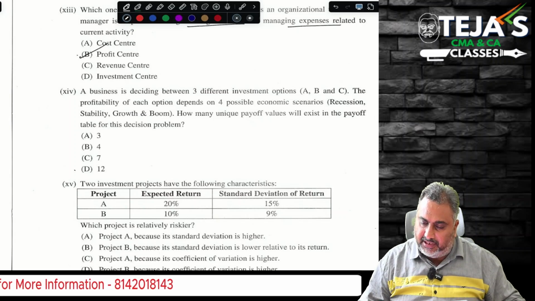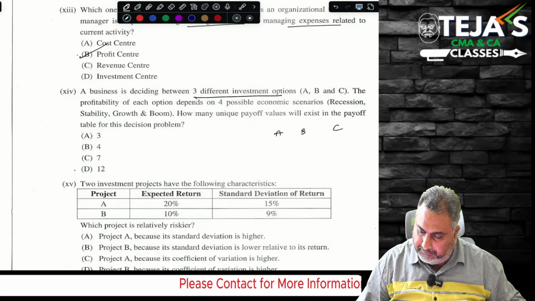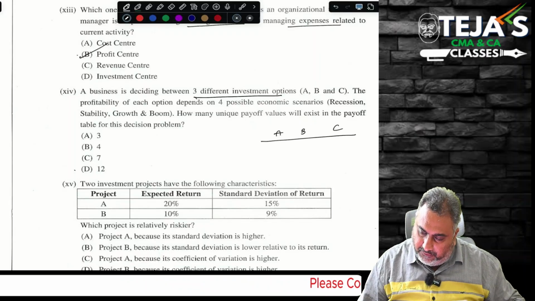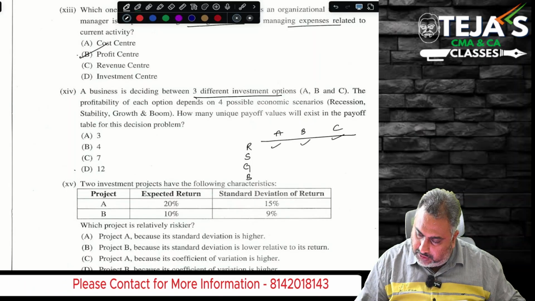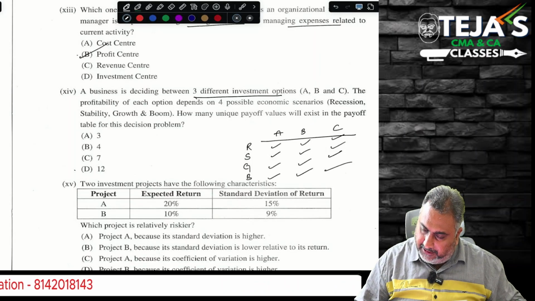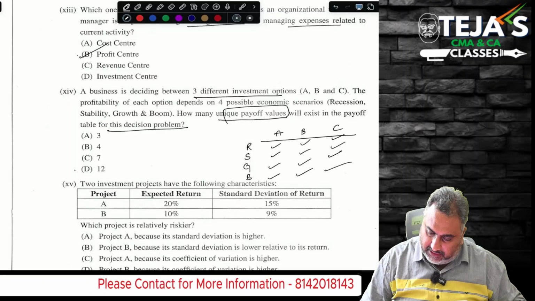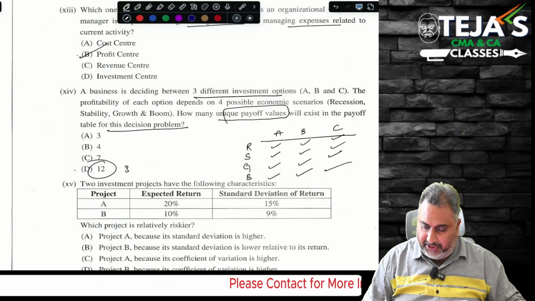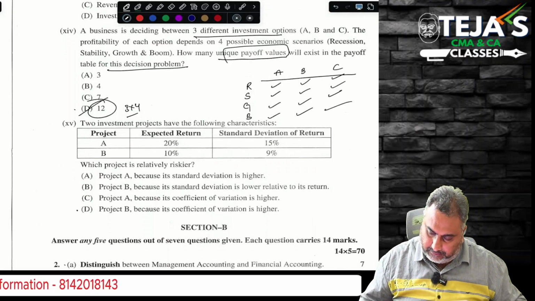A business is deciding between 3 different investment options, A, B, C, and 4 economic scenarios: recession, stability, growth, boom. 1, 2, 3, 4, 5, 6, 7, 8, 9, 10, 11, 12. Totally how many unique payoff values will exist in the payoff table for the decision table? That is 3 into 4, totally 12 will be our answer.